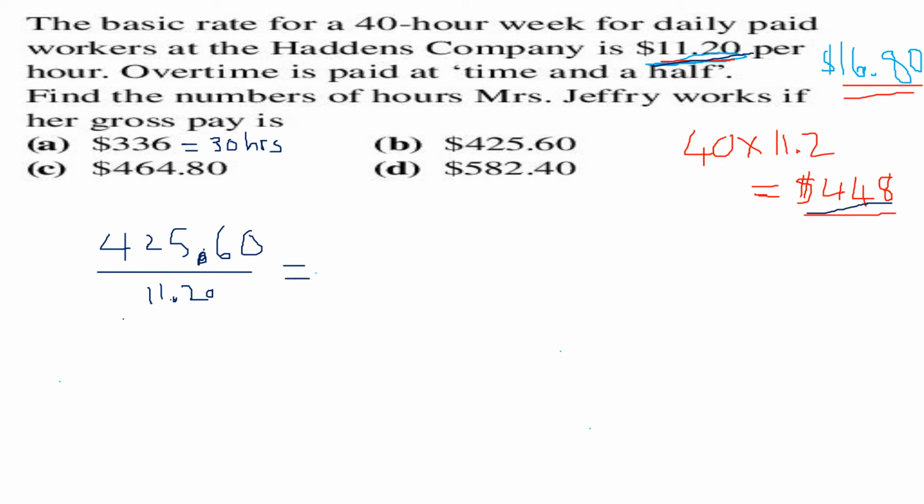And according to my calculator, 425.6 divided by 11.2, in this week she worked for 38 hours. And that makes sense too, because you could see that 425 is very close to 448. In fact, if you just add twice this, 22.40, to this, we'll end up with 448. How did I get 22.40? Because it's 2 more hours. She worked 38 hours, 2 more hours before it becomes 40. In other words, it's 2 more hours before she made 448.